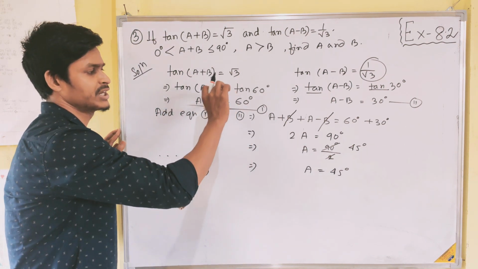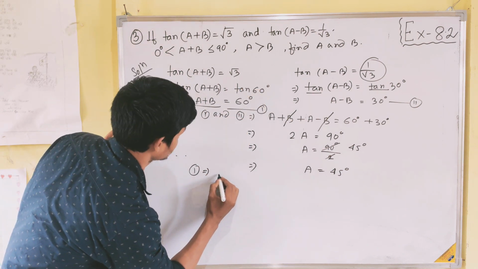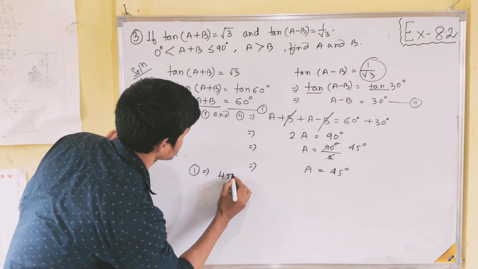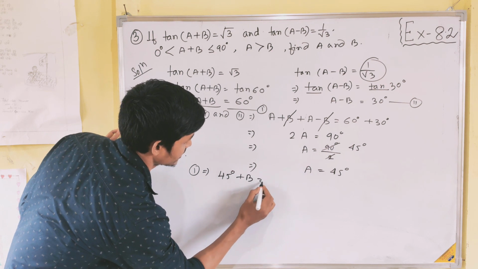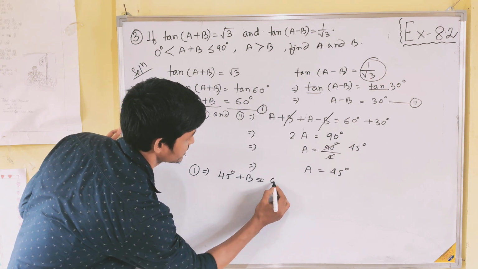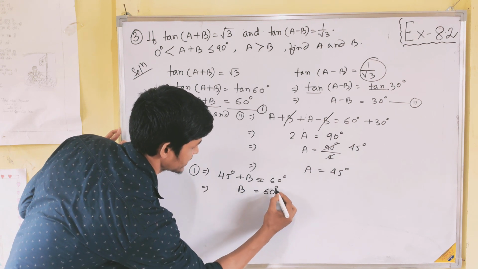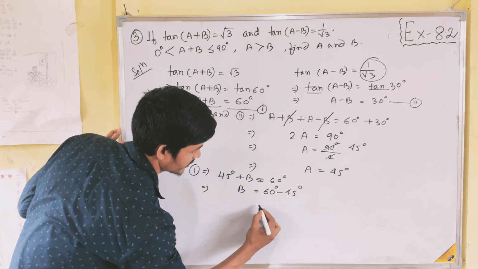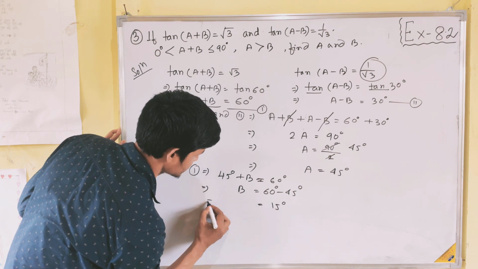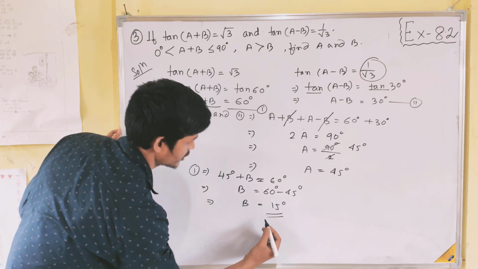Putting the value of a equal to 45 degree in equation 1, a plus b, a is 45 degree, equal to 60 degree. So b equal to 60 degree minus 45 degree. That means the value of b is what? b equal to 45 degree.